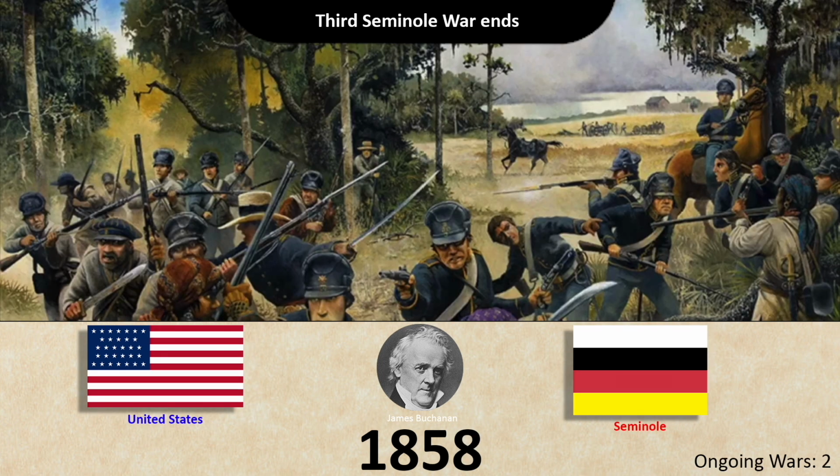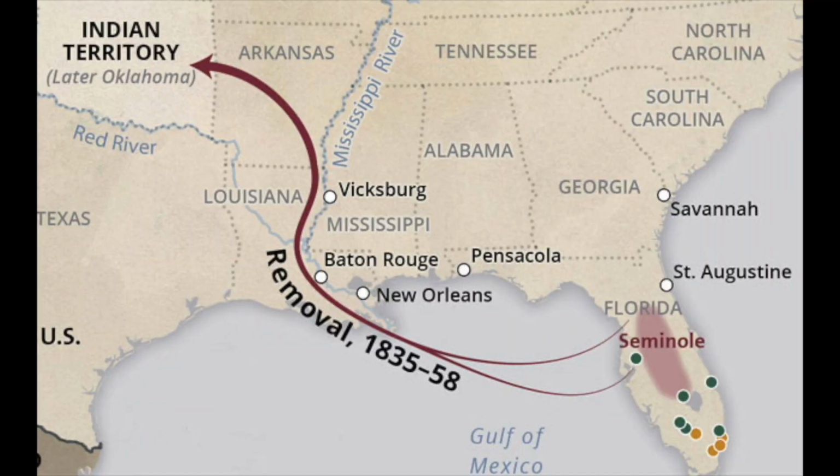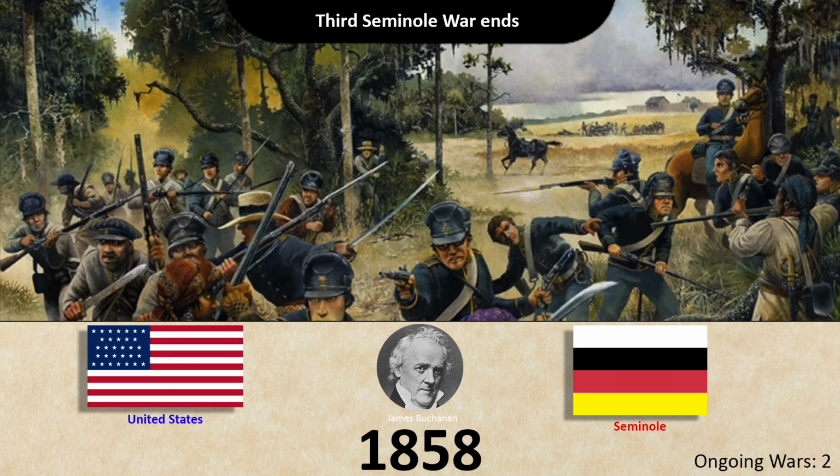A year later, in 1858, the Third Seminole War would end, and by this time, most of the remaining Seminoles were tired and facing starvation, and eventually surrendered to be removed to Indian Territory in exchange for promises of safe passage and cash payments.